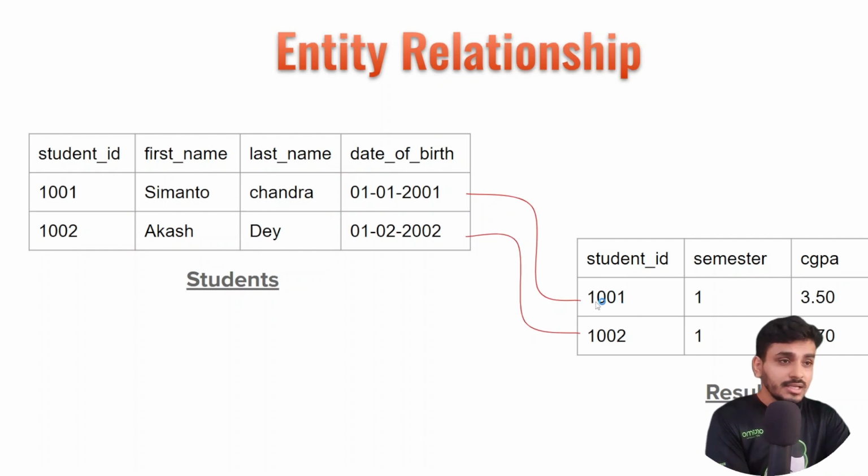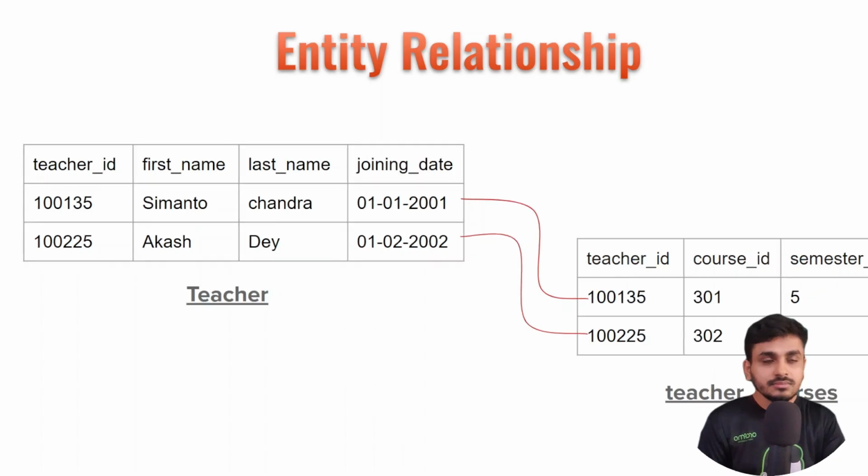So here this student ID, I mean 1001, comes here, and this student ID represents this object, and the value 1002 also represents this one. This student ID is responsible for creating the relationship between student and result. The same thing goes for teacher and teacher course. Here the teacher's ID is responsible for creating the relationship between teacher and teacher's course.